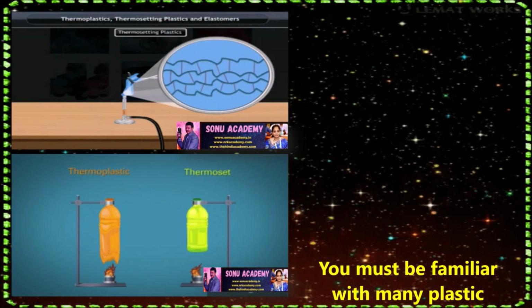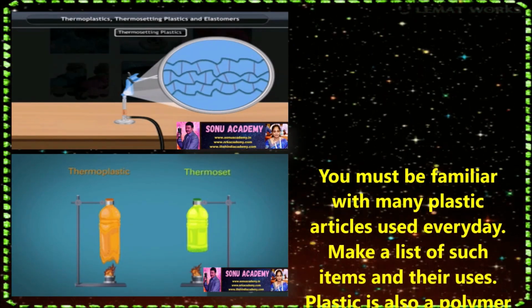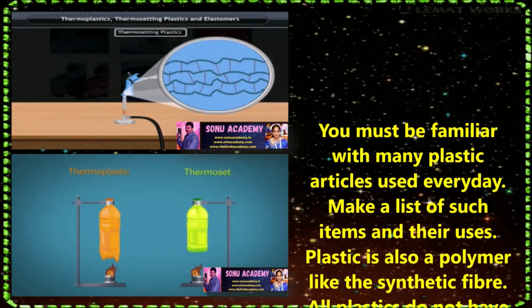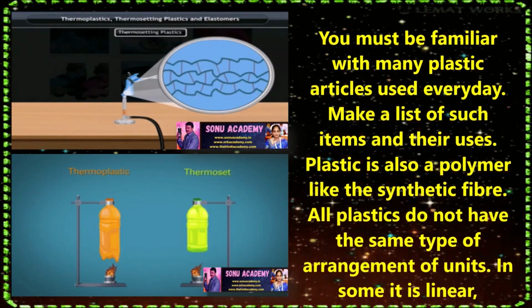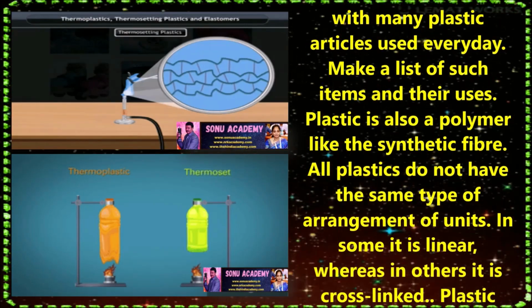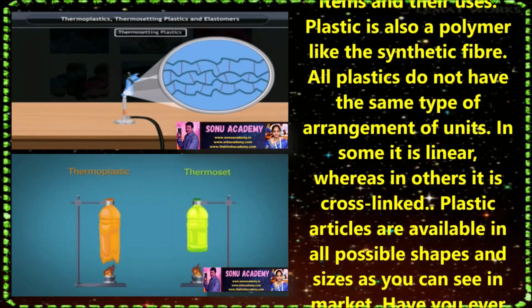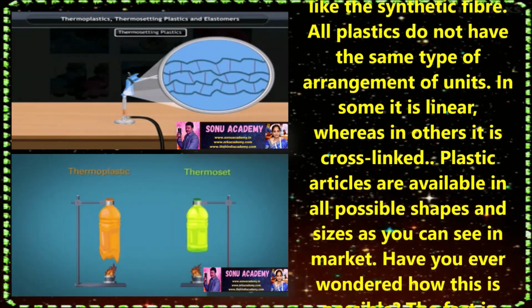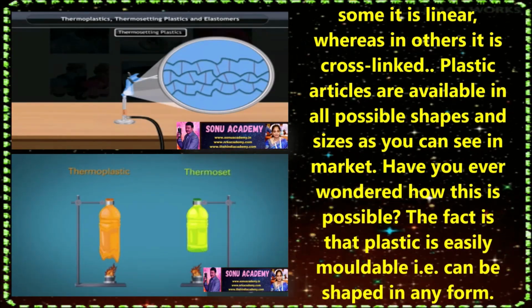Children, let us discuss the types of plastic. Children, you must be familiar with many plastic articles used every day. Make a list of such items and their uses. Plastic is also a polymer, as we discussed earlier, and it is a synthetic fiber. All plastics do not have the same type of arrangement of their units. In some it is linear, whereas in others it is cross-linked.